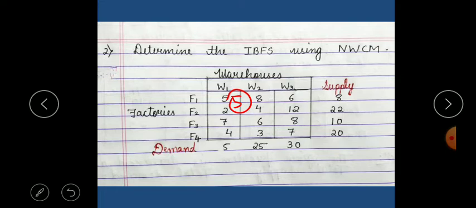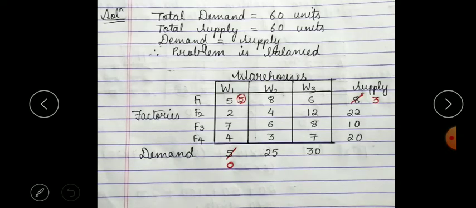Once you allocate 5, you have to reduce 5 from here. So 5 minus 5 is 0, and the new supply is 8 minus 5 is 3. Remember one thing, that you have to reduce 5 from both the supply as well as the demand of that row and column. Now you have allocated 5 and the remaining demand is 0, and because this has become 0, I'm cancelling this out. Whichever row or column becomes 0, you have to cancel it out.